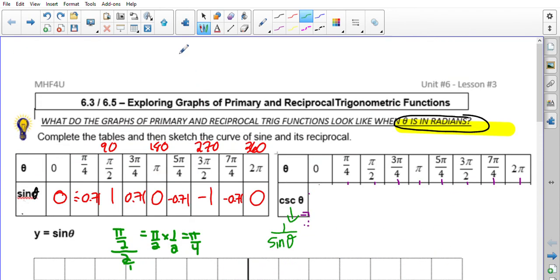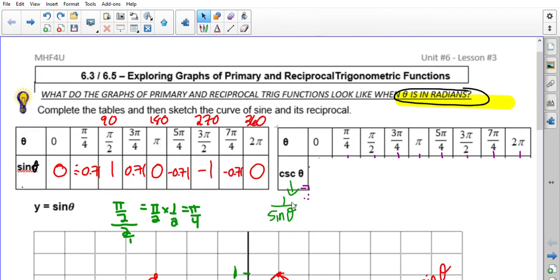All right, now we're going to see what happens when we do cosecant. Remember, cosecant is the reciprocal of sine. So I want you to think of cosecant theta as 1 over sine theta. Same idea. In your calculator, you're going to write 1 divided by sine at those values. So you're going to do 1 divided by sine at 0.